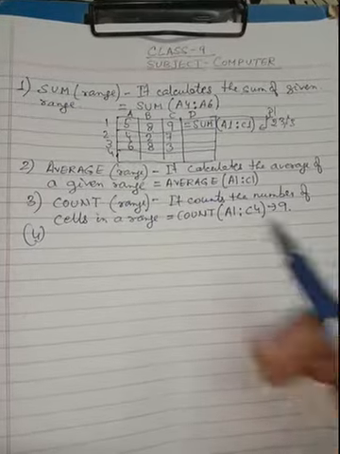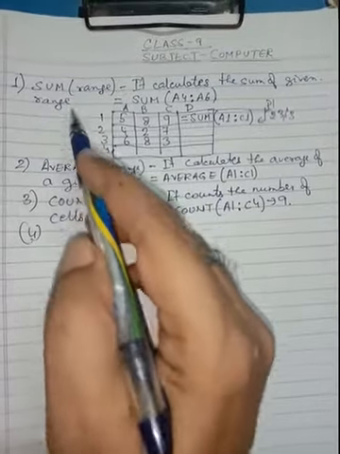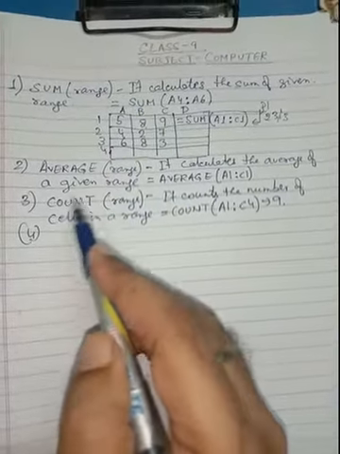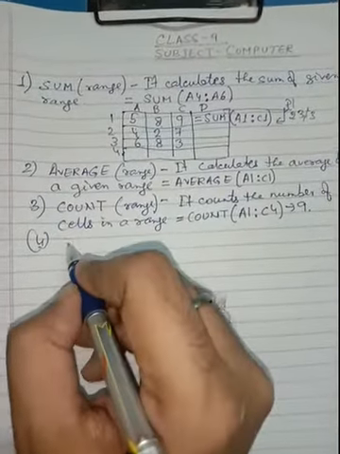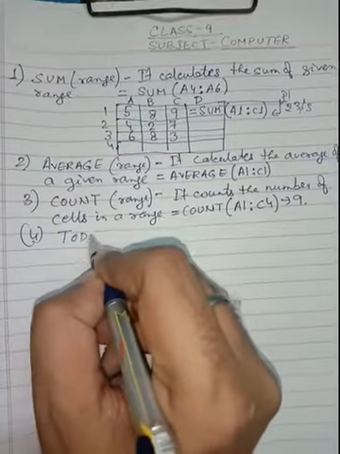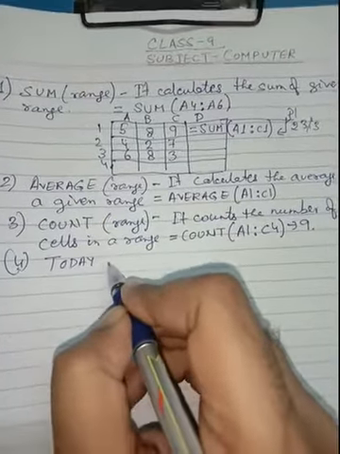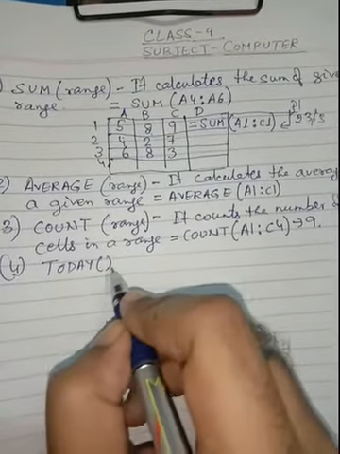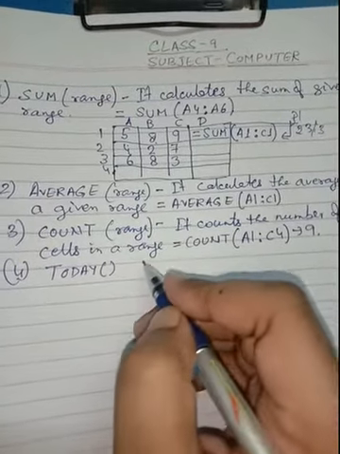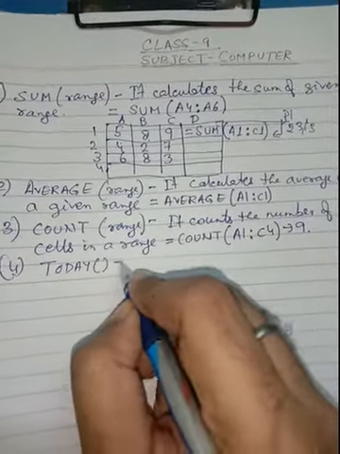So students, we have discussed the sum, average and count in part 1 of this video. Now we are going to discuss the TODAY function. In TODAY we don't have to give any range. We just have to write the TODAY function. Now what does it do? It displays the current date.